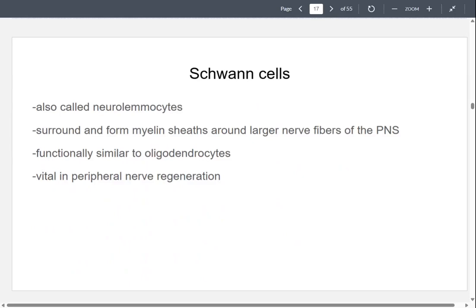Unlike Schwann cells, one oligodendrocyte can form multiple myelin sheaths for multiple nerves. A Schwann cell forms one myelin sheath on one axon, on one nerve. So one nerve can have many, many Schwann cells. There's a lot more of them. Because they form this myelin sheath, they're vital in transmitting signals down a nerve, but also in nerve regeneration. They provide a protective mechanism so that our nerves can regenerate.